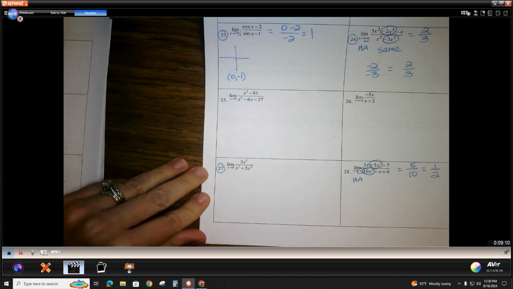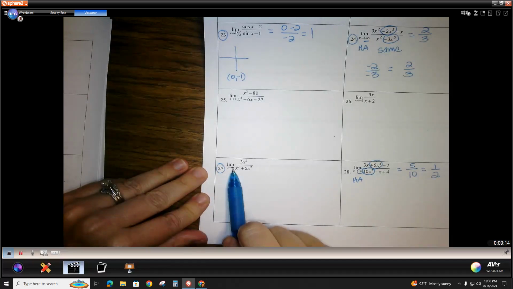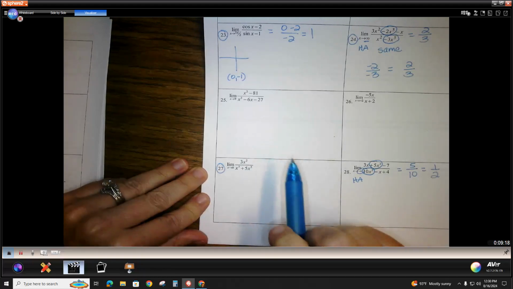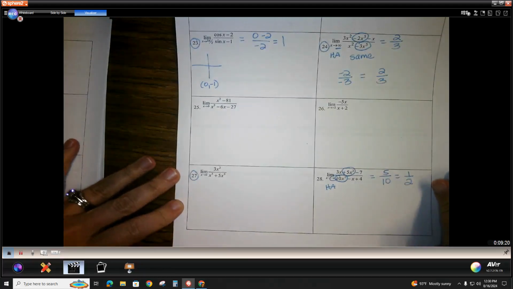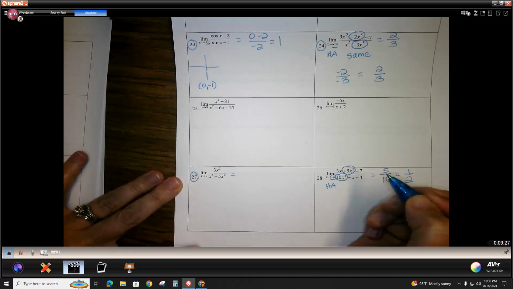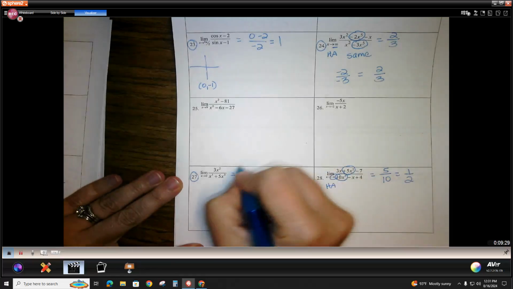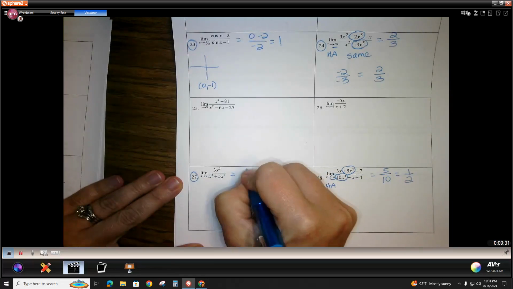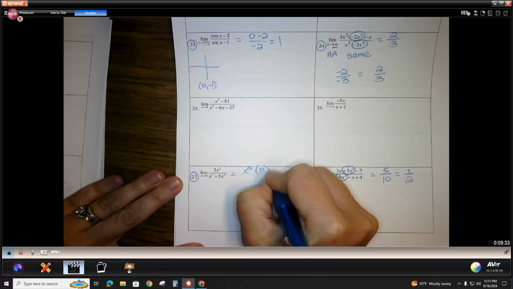Let's look at 27 as our last example. Okay, when I plug in 0 here, I'm going to get 0 over 0. So this is another example of the indeterminate form. So we always want to try to factor it to see if we can rearrange it and find a way to plug in that 0. I see an x squared in all these.